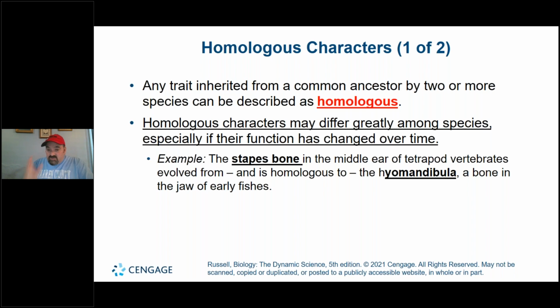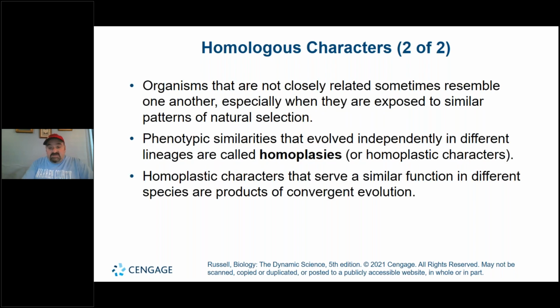The stapes is one of the 3 tiniest bones in the human body. And the stapes actually covers what's called the oval window. The oval window is the area of the inner ear which the stapes pushes up against, pushing fluids, which in turn stimulate sensory receptors for your sense of hearing, so that you hear what you hear. Well, in the middle ear, the stapes of tetrapod vertebrates evolved from and is homologous to the hyomandibula, a bone in the jaw of early fishes. So this shows a homologous, very similar structure with similar function.